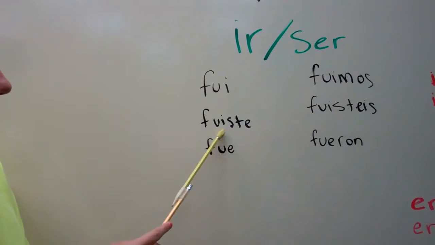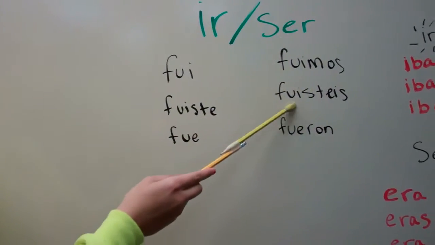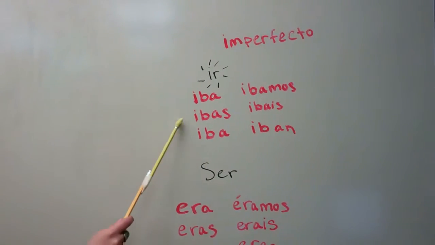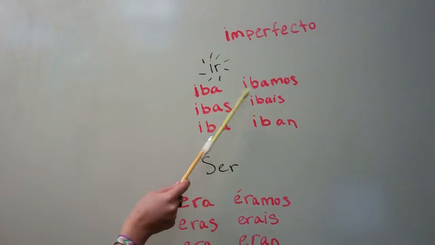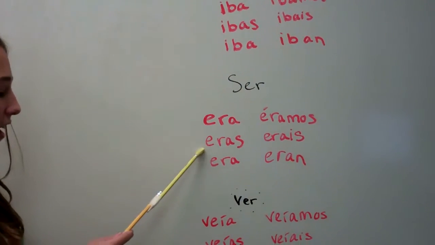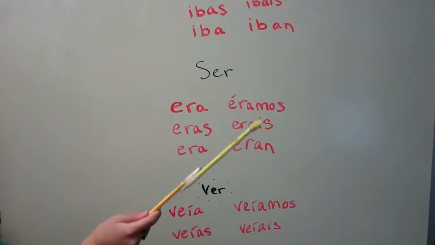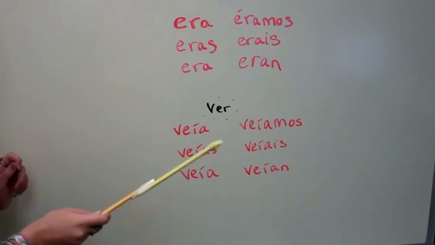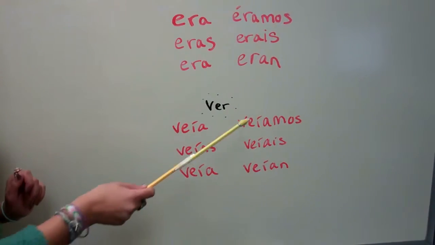Fui, fuiste, fue, fuimos, fuisteis, fueron. And then imperfecto. Ir is iba, ibas, iba, íbamos, ibais, iban. Ser is era, eras, era, éramos, with an accent, erais, and eran. And ver is veía, veías, veía.